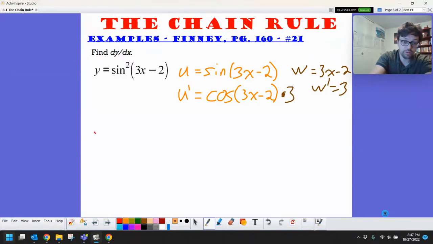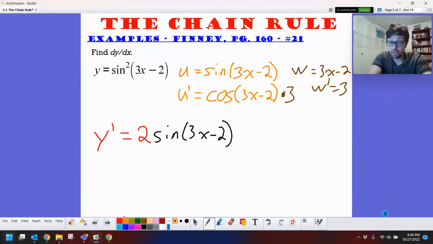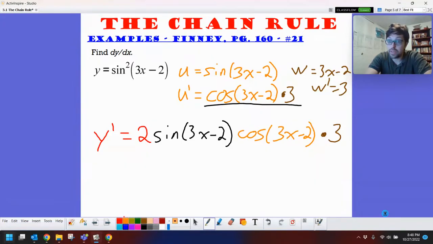Then we go to do the actual derivative of y prime. Our derivative of the outermost part, derivative of a squared, is just a 2, keeping that sine of 3x minus 2 alone, and then multiplying that by the derivative of the inside. What is the derivative of that sine 3x minus 2? That is our derivative. If this was a free response question, I would just stop there. I would be done. Multiple choice, they might get a little bit weird with it.